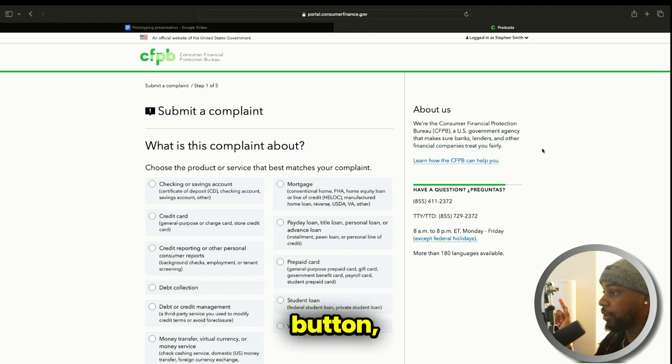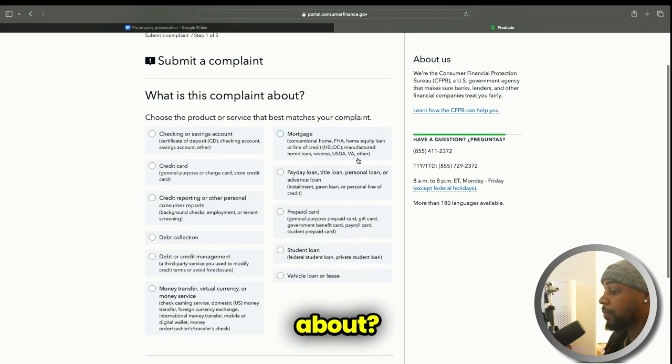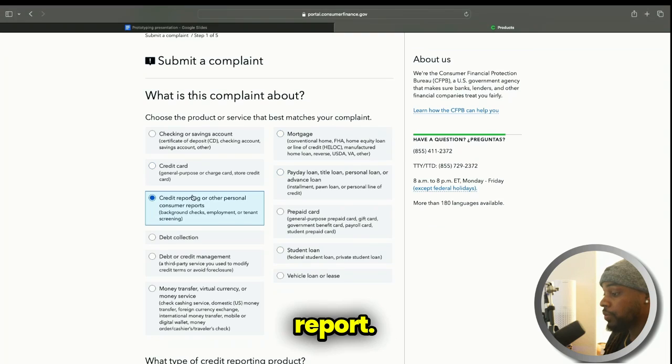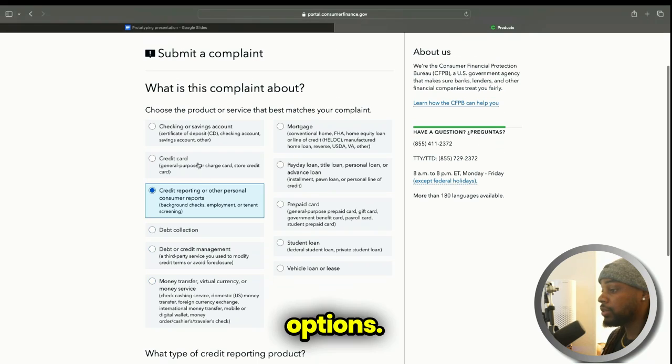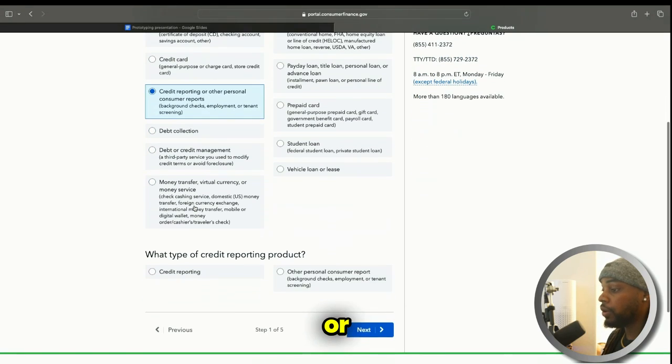You're going to click on that button, and then you're going to get this screen, which is going to be step 1 of 5, submit a complaint. And it's going to ask you, what is the complaint about? Well, the complaint is going to be about a credit report. And just so you know, for steps 1 and for round 1 and 2, you use these exact same options. So you're going to choose credit reporting or other personal consumer report, and then credit reporting. And then we're going to go to the next step.